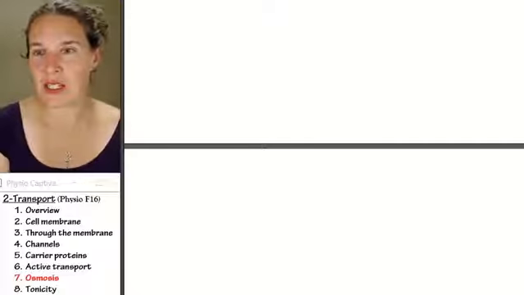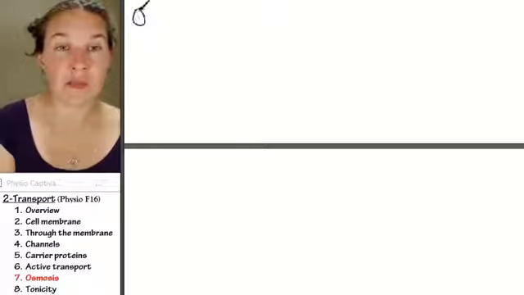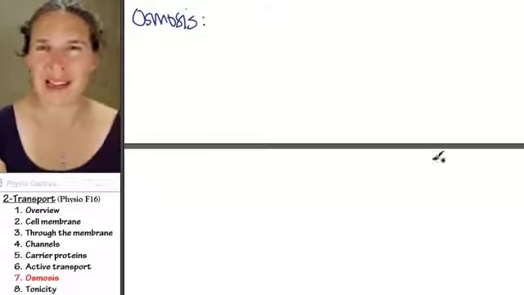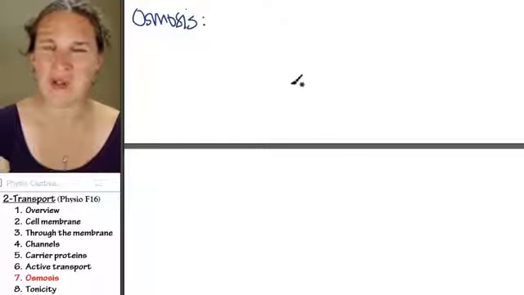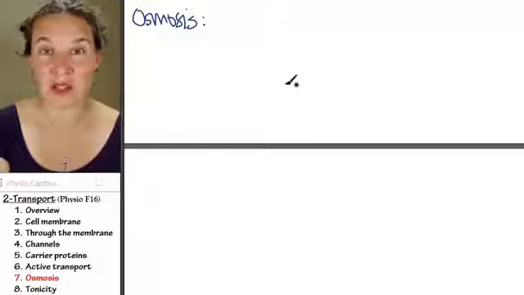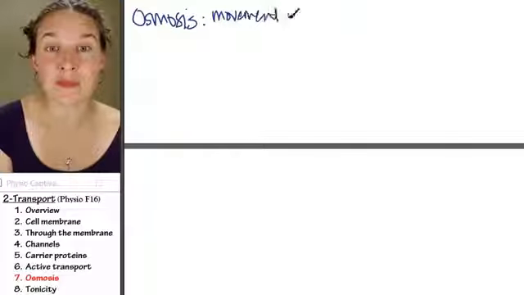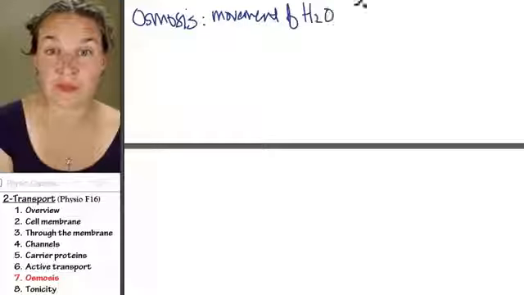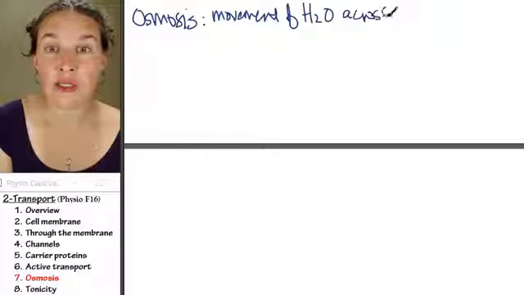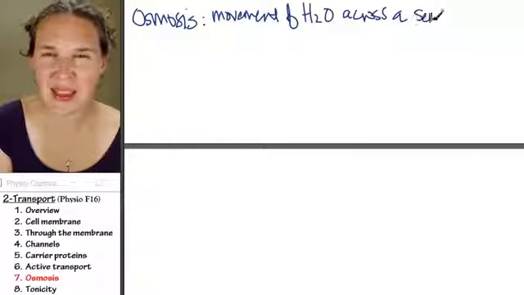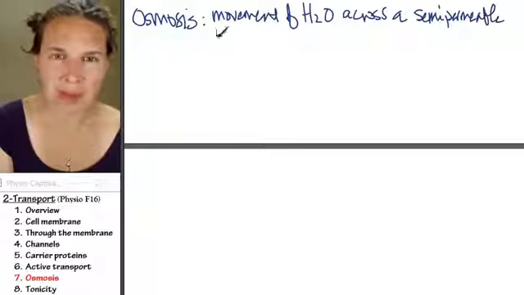First, we're going to give a definition of osmosis, because the definition is not what you might have heard in the past. Osmosis is not the diffusion of water. Osmosis is the movement of water across a semi-permeable membrane.